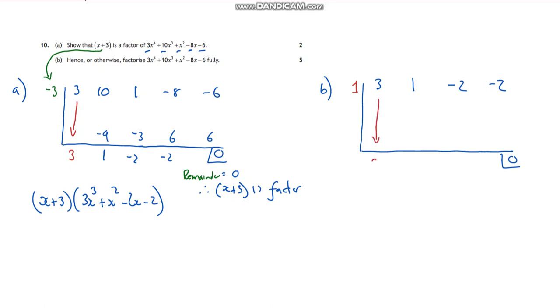So let's bring that down. 3 times the 1, add it, multiply it, add it, and multiply it. Fantastic. So I know that x take away 1 is then also a factor. So I've got x take away 1, I've got x plus 3 from before, and this bit is now going to be 3x squared plus 4x plus 2. Fantastic. Factorised. And now I'm thinking, can I factorise this any further?